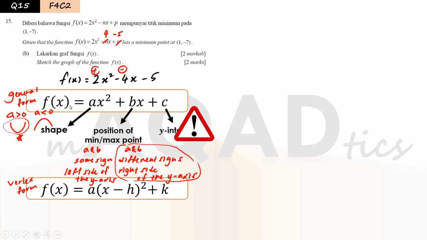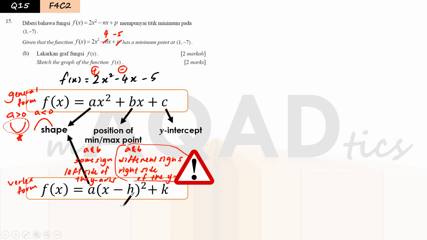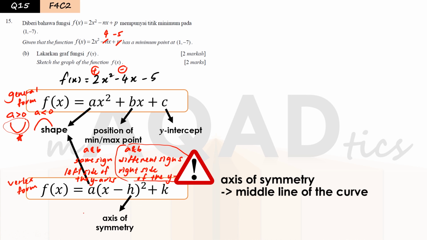Alright, so now let's go to the vertex form. So vertex form, the first thing here is the A. So the A here and the A at the general form, both of them are actually the same thing. They are describing the same thing, so it's also the shape of the graph. And for H, it's called the axis of symmetry, meaning the middle line of the curve. Okay, so here we have this curve, and the middle line of the curve here will be this line. So this line is called the axis of symmetry.